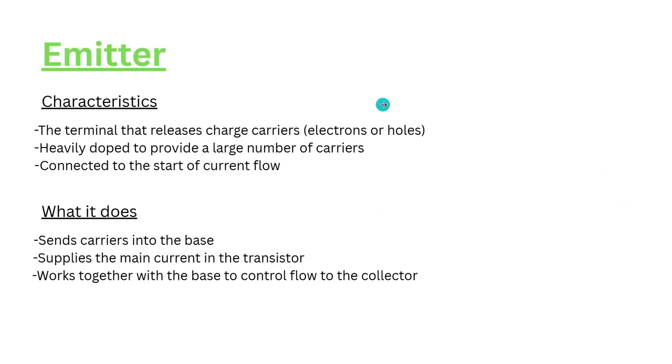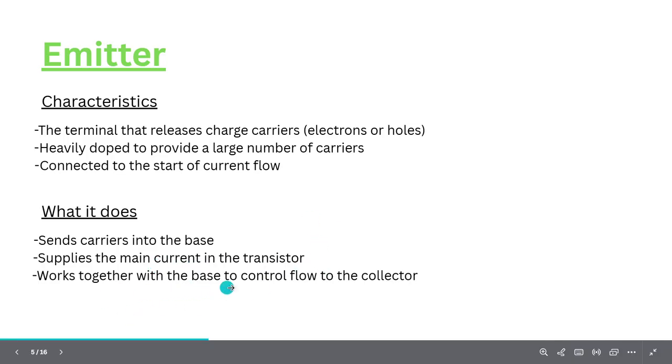Now let's talk about the emitter. The characteristics: it is the terminal that releases charge carriers, heavily doped to provide a large number of carriers, connected to the start of current flow. What does it do? It sends carriers into the base, supplies the main current in the transistor, and works together with the base to control flow to the collector.